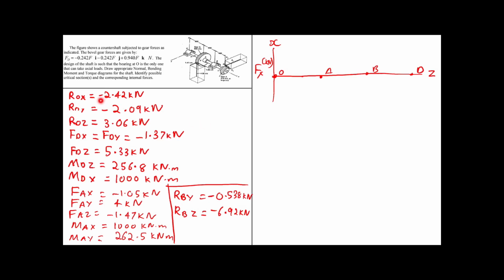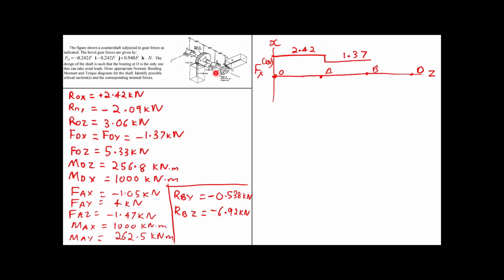So now what is ROX? It is 2.42, but it is positive actually. Some mistake here. Okay, so 2.42 in the positive axis. So let's put that here, 2.42. Now FAX is minus 1.05. So 2.42 minus 1.05 is 1.37. This is 1.37.